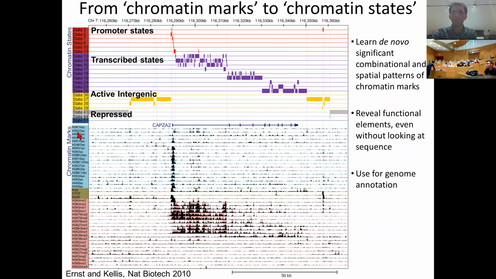So here are all of the different marks: H3K4, K14 acetylation, H3K27 acetylation, a bunch of different acetylation marks, Pol2, CTCF, H2AZ, and a bunch of methylation marks. And you can see that combinations appear in different places.